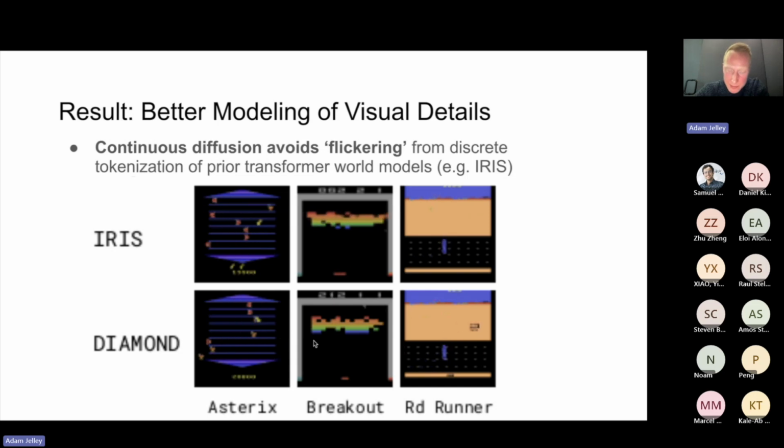Whereas with diffusion, it's much easier to rely on the previous observation, and we see a much more stable configuration of bricks. Similarly, the diffusion model is better able to model details, such as the small dots that appear on the road representing rewards in the game Roadrunner, and also enabling better consistency of the enemies and rewards in the game Asterix.